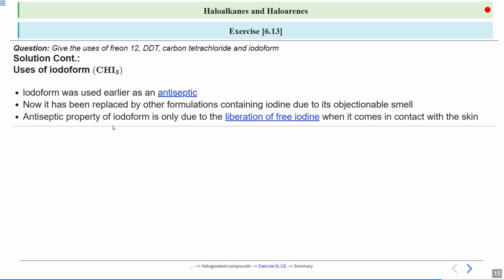The antiseptic property of iodoform, CHI3, is only due to the liberation of free iodine when it comes in contact with the skin. So iodoform has this antiseptic property because of its ability to liberate free iodine on contact with the skin.